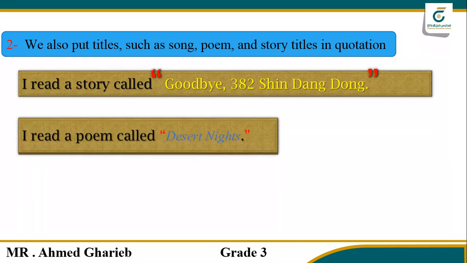Also be careful, sometimes the title of stories and books is in italics. What's the meaning of italics? It's a kind of writing in which the letters lean to the right. Also the title may be written in bold, heavy print, or color, and underlined. There's a line under the title itself.